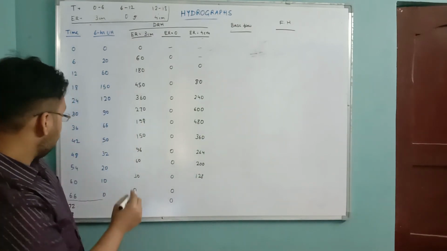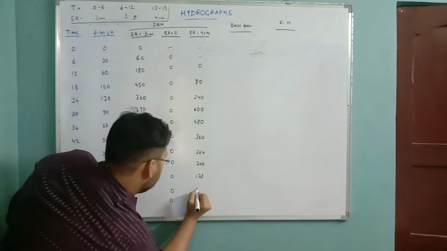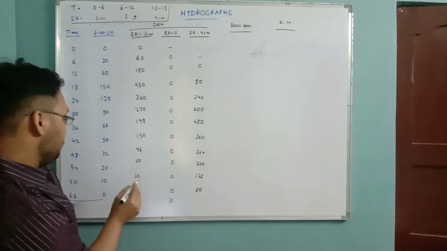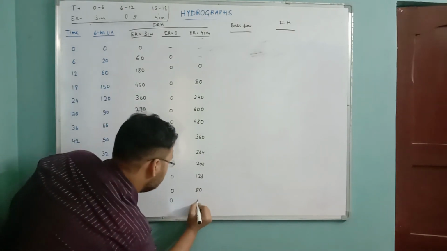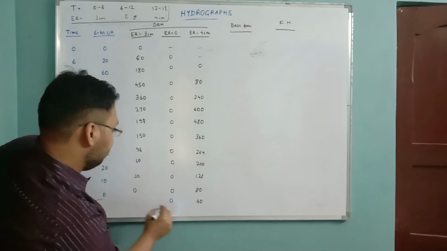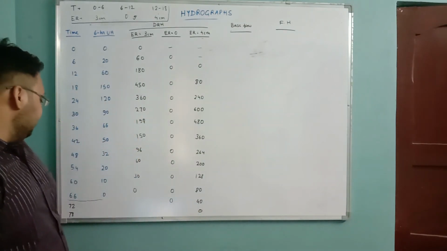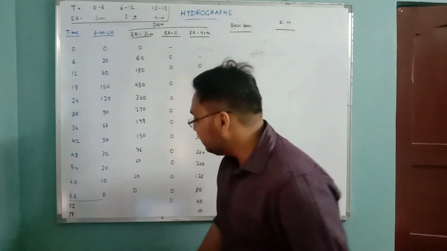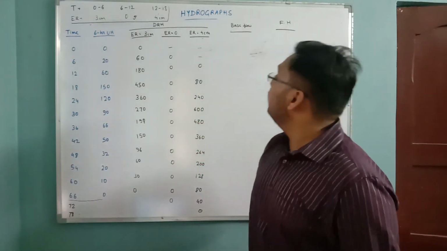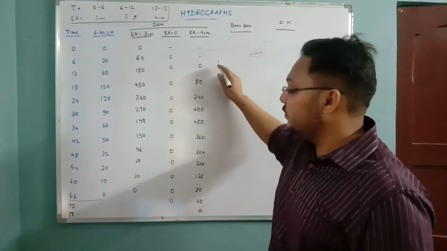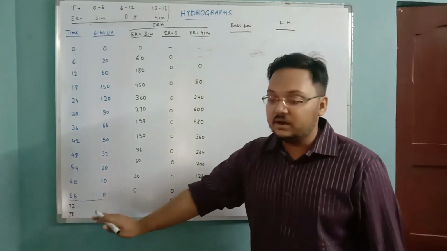Yeah. 4 times 20 is 80. 4 times 10 is 40. And 4 times 0 is 0. And this continues until the 78th hour, because we started 12 hours late. So we are going to finish 12 hours late.